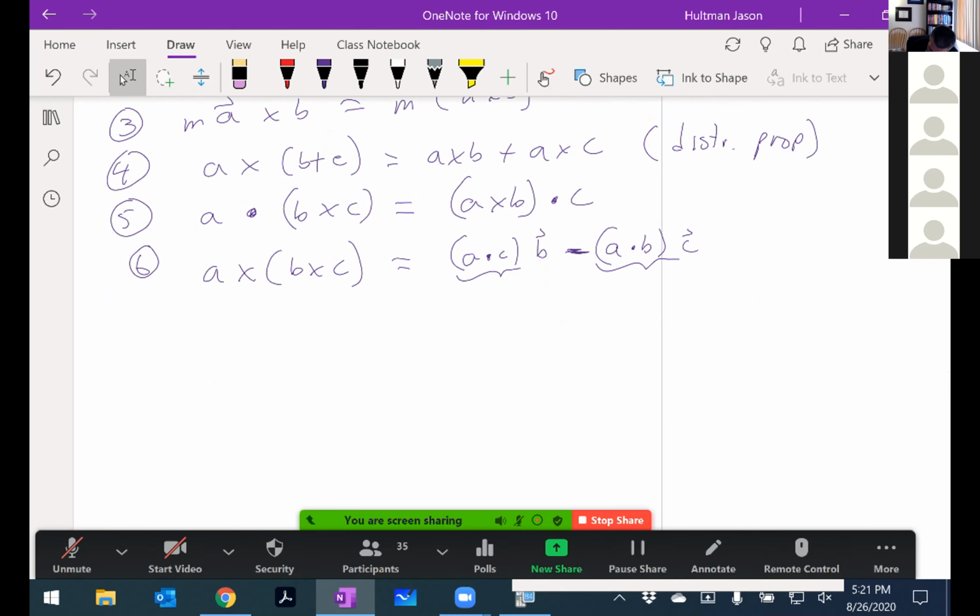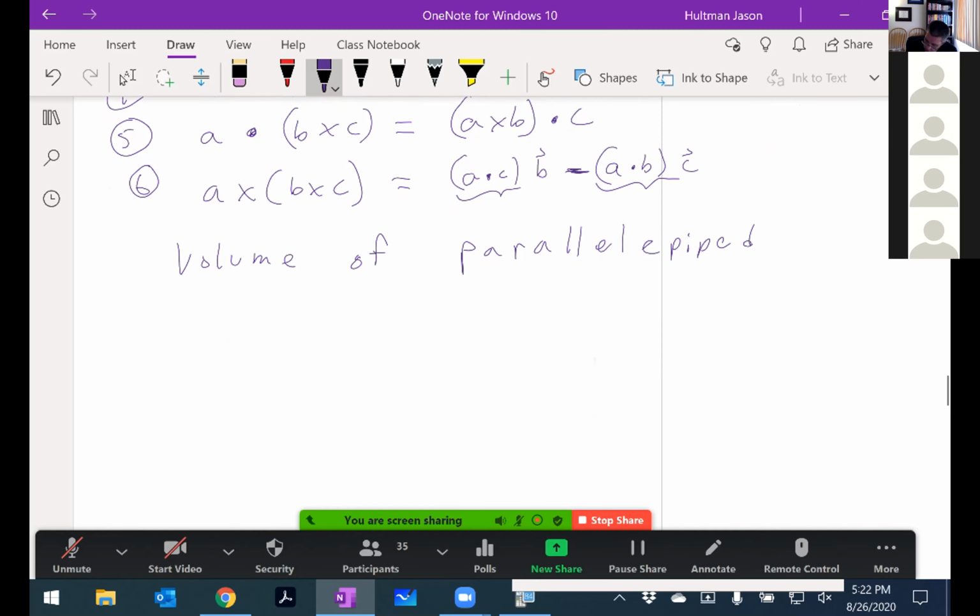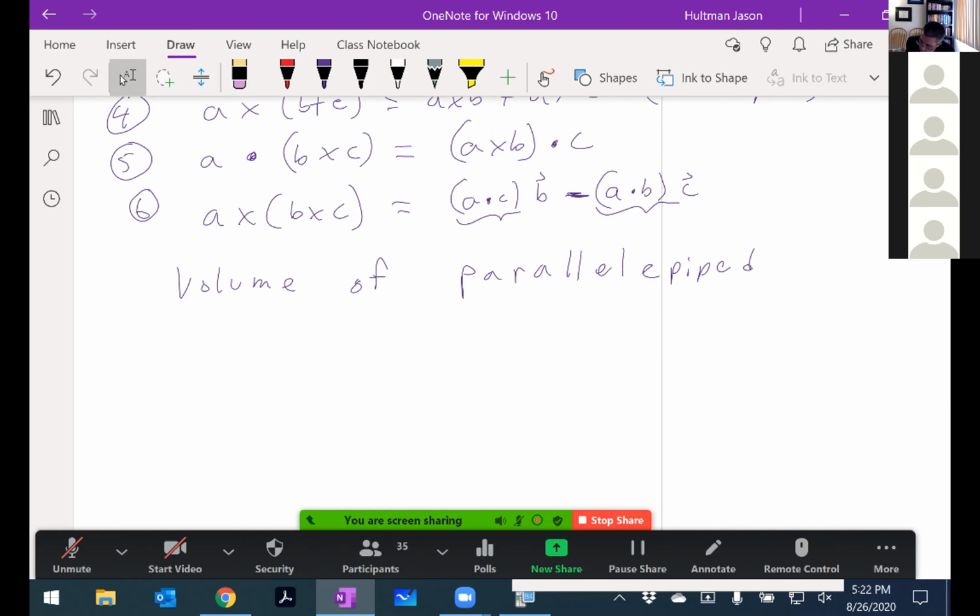Okay, let's look at the volume of something called a parallelepiped. I'm like, what the hell is a parallelepiped? Well, I'm glad you asked. A parallelepiped is a squashed box. Like, what do you mean by a squashed box? Let me try to draw this as best as I can.